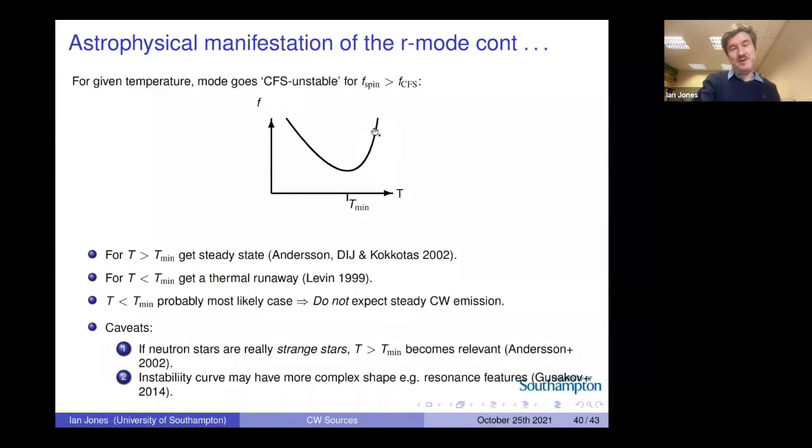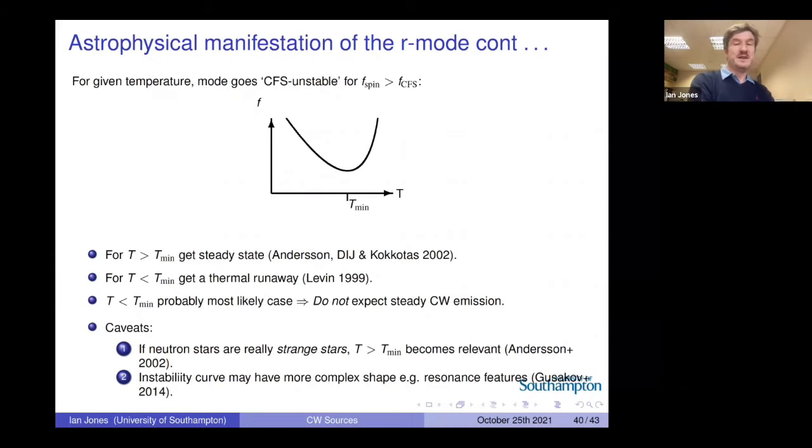So you can see there's a rather rich phenomenology of what can happen here, depending on where you start off in this diagram and where exactly the minimum is in temperature and frequency. People think that neutron stars in accreting systems probably hit on the left, whereas if compact objects are in fact strange stars, so made out of strange matter, they're more likely to hit on the right. So there's a qualitative difference between those two scenarios.